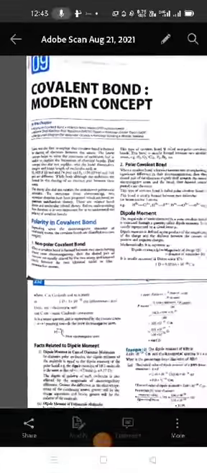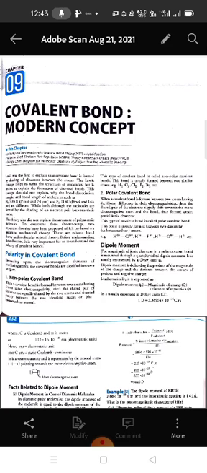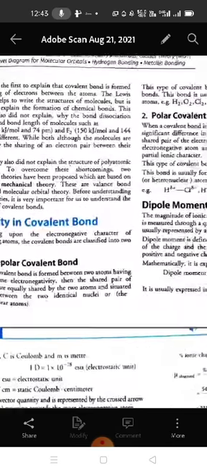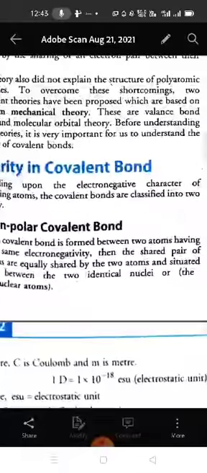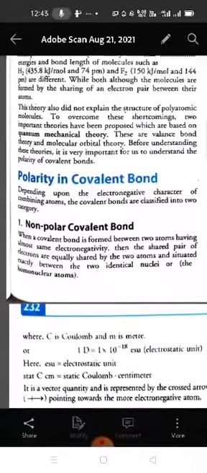Hello students, today we are going to discuss the new chapter of the unit that is running in your semester: Unit 4, Chapter 9, Covalent Bond, Modern Concept. So first, the polarity in covalent bond.